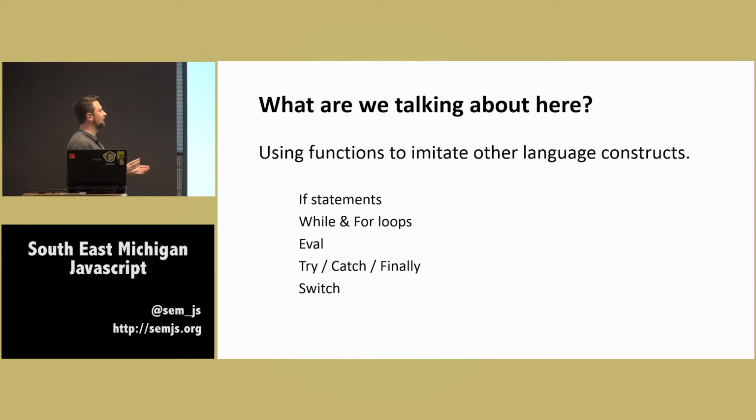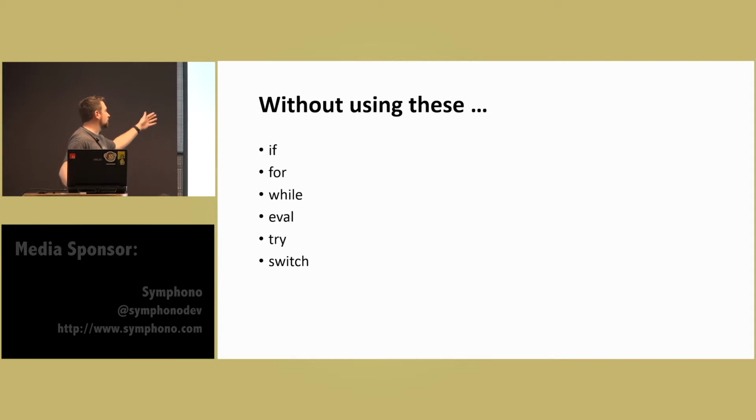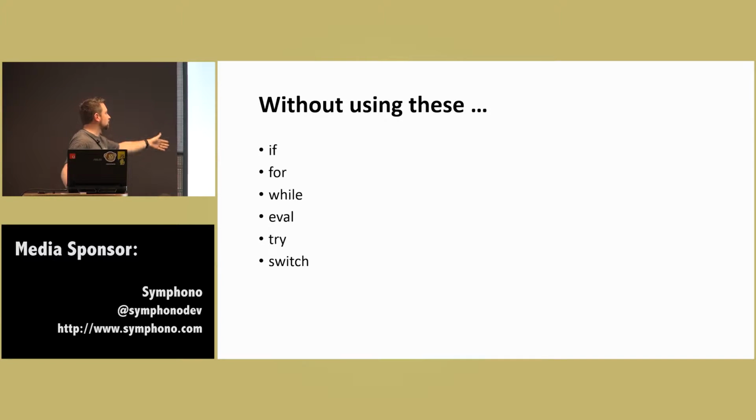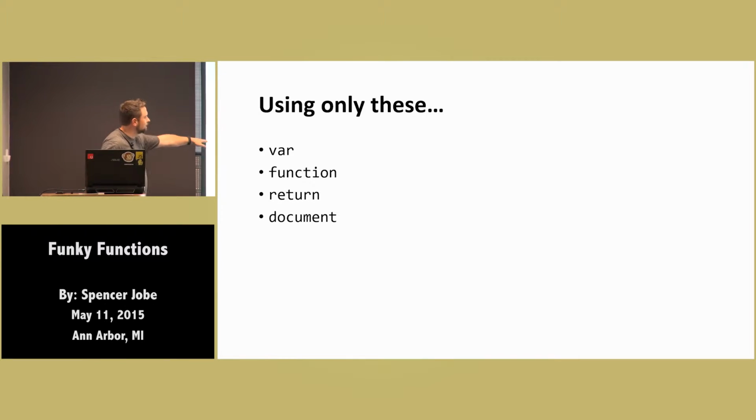Just as a fun exercise, I wanted to see if we could use only functions to imitate all other language constructs in JavaScript. So things like if statements, while and for loops, evals, try, catch, finally blocks, switch blocks. Could we do that without actually using any of these? Could we mimic the functionality of these things without using the keywords themselves? In fact, we can, using only these 3 keywords and the document, which isn't really a keyword.